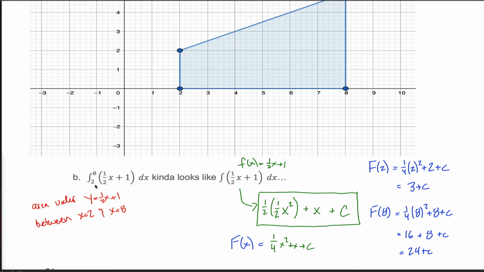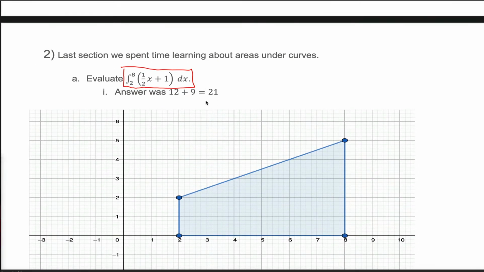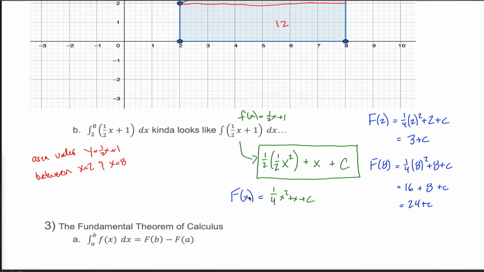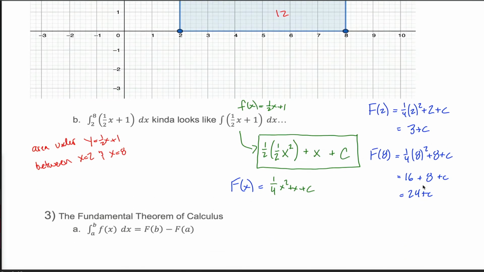What am I looking for? Oh, right, the area underneath the curve, the definite integral of this function from 2 to 8. What was that? Oh, right, it was 21, right? Because I had this rectangle, which had an area of 12, and this triangle, which had an area of 9, and 12 plus 9 is 21. Is 21 at all related to 24 plus c or 3? You know what? 21 is exactly the difference in these two things.